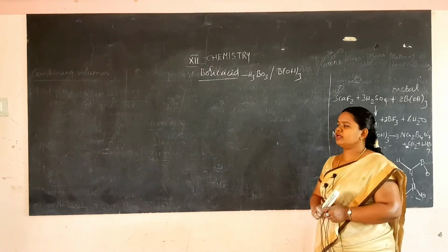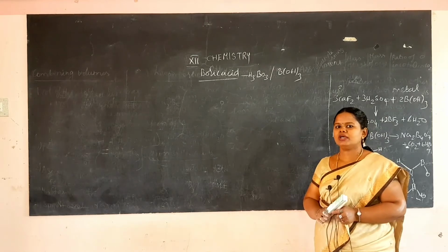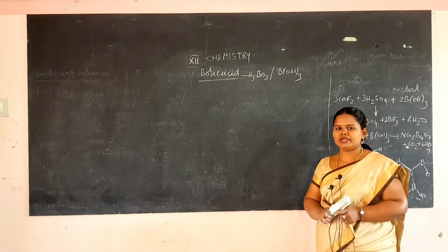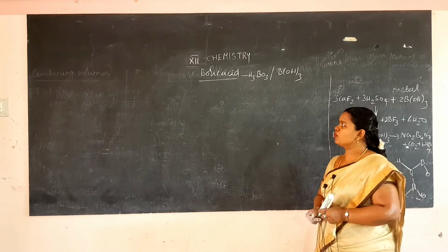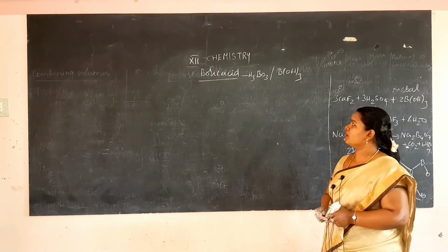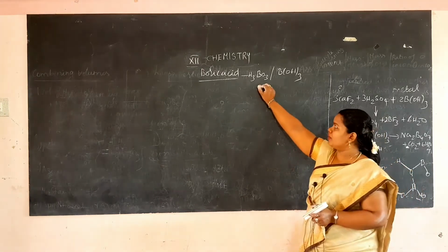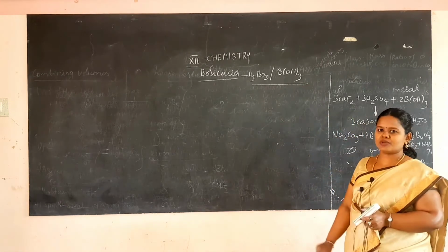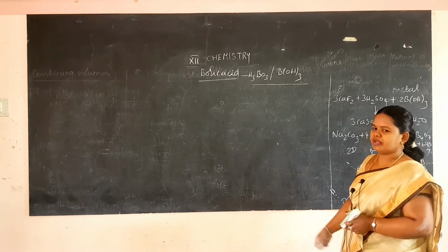Good morning to everyone. Today we'll learn about 12th standard chemistry. Already we have learned one compound, that is borax. Now we'll learn about boric acid, H3BO3 or B(OH)3. First of all, you have to learn the compound name, H3BO3, which you can write as B(OH)3.